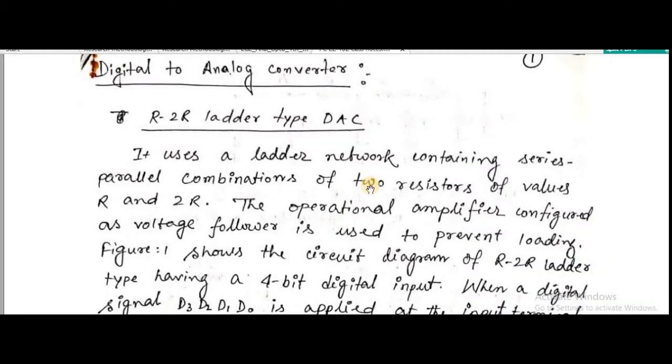Okay, welcome students. Today we are going to discuss digital to analog converters. There are many digital to analog converters. First, I will discuss the R2R ladder type DAC. So, why is this name R2R? I'll explain step by step.